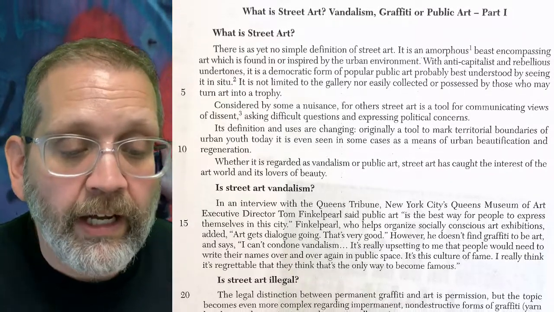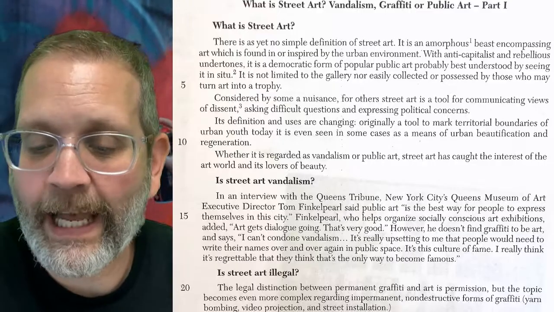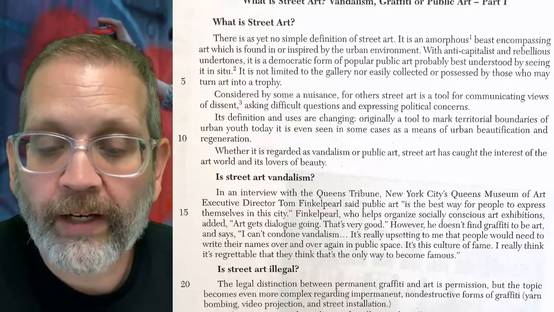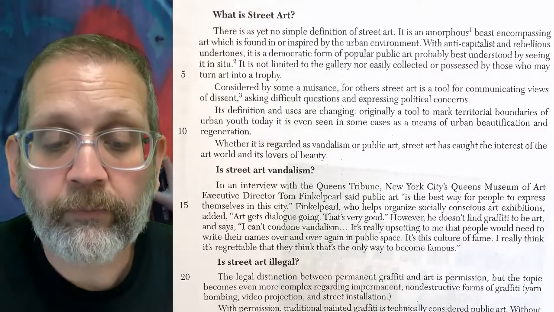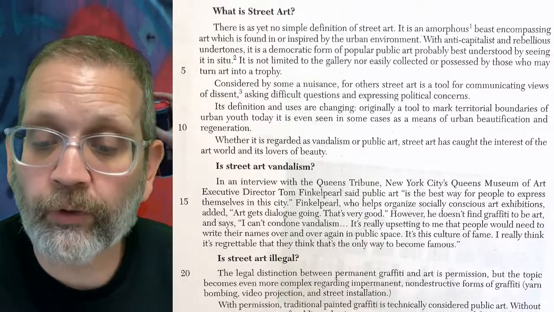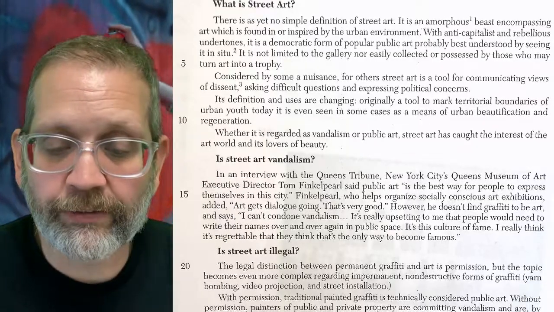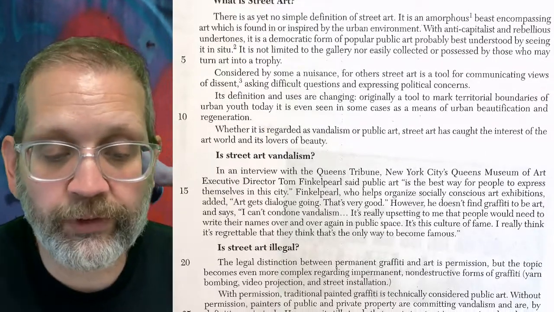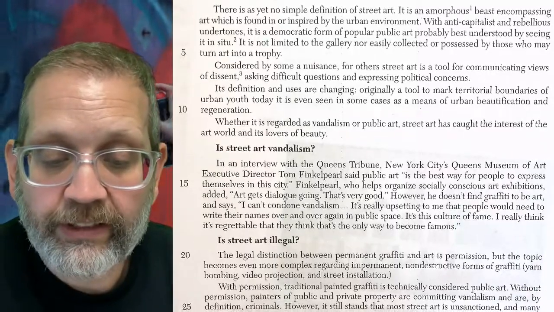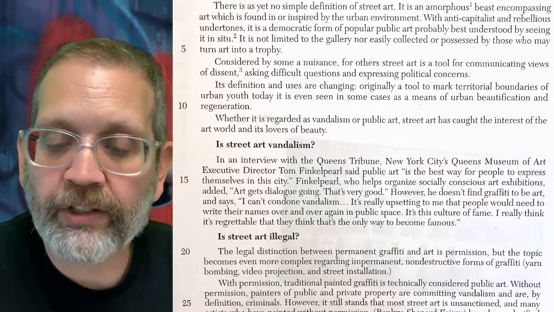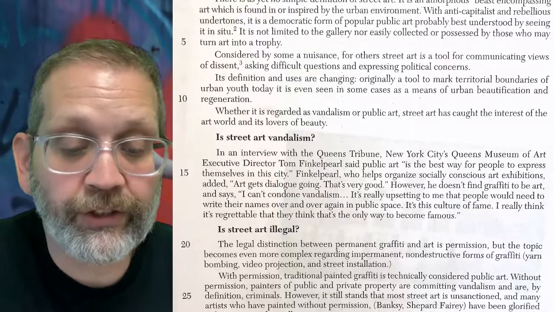Anyway, it is an amorphous beast encompassing art which is found in or inspired by the urban environment. With anti-capitalist and rebellious undertones, it is a democratic form of popular public art, probably best understood by seeing it in situ. It is not limited to the gallery, nor easily collected or possessed by those who may turn art into a trophy. Considered by some a nuisance, for others, street art is a tool for communicating views of dissent, asking difficult questions, and expressing political concerns. Its definitions and uses are changing. Originally a tool to mark territorial boundaries of urban youth, today it is even seen in some cases as a means of urban beautification and regeneration.